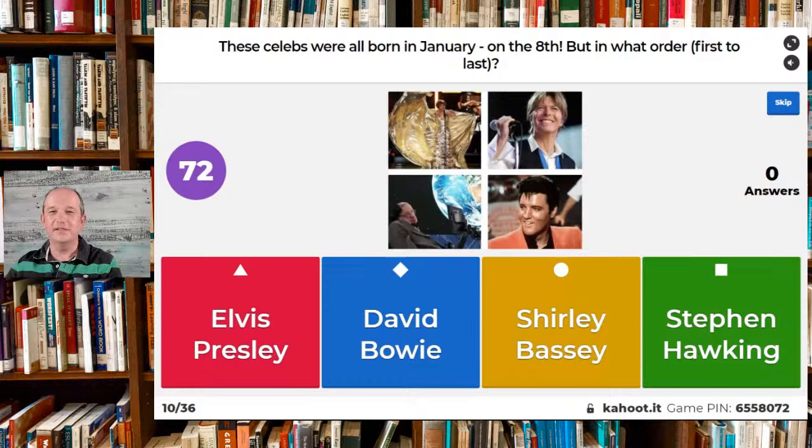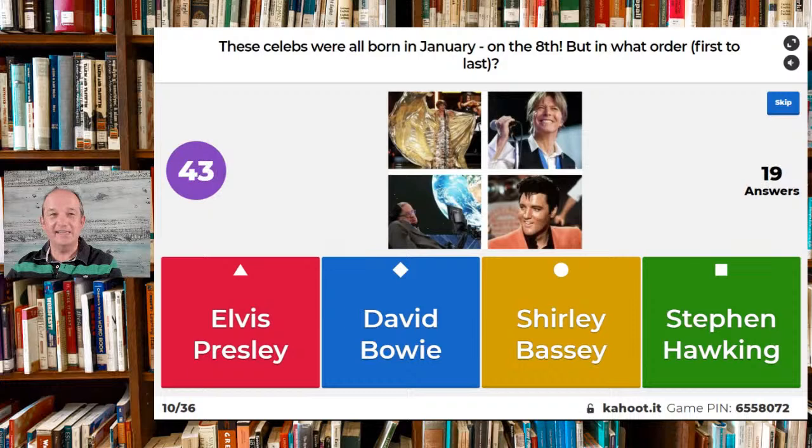And what you've got to do with this, if you're on Kahoot, is drag the answers across and press the K for Kahoot to let it know that you finished. So all of these celebs were born on January the 8th, believe it or not. Must be something about January the 8th. But what order? Who would be the oldest? Who was born first? Elvis Presley, David Bowie, Shirley Bassey, or Stephen Hawking?